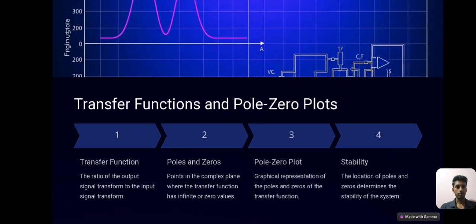Pole zero plot: graphical representation of the poles and zeros of the transfer function. Stability: the location of poles and zeros determines the stability of the system.